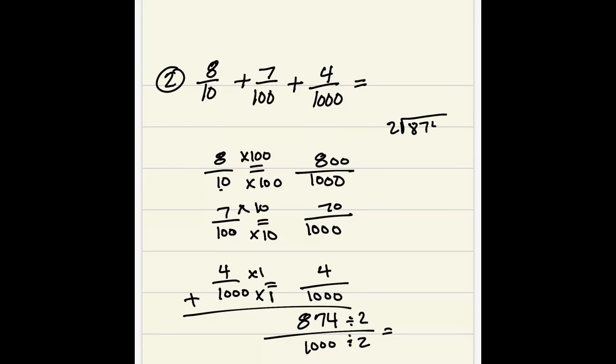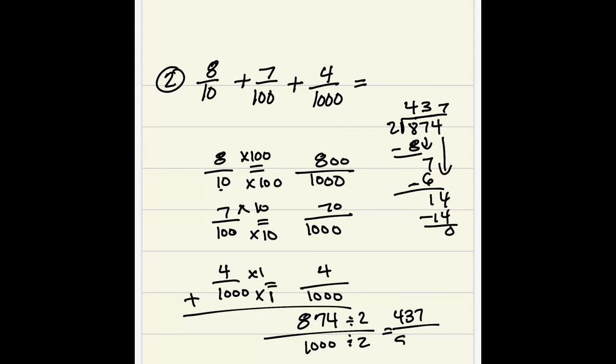And sometimes you don't know this by heart, so I suggest you come over to the side of your page and just divide it. Okay? And that would actually not be 2, that would be 4. 2 times 4 is 8. Okay? 7, and that would be 3. That would be 7. Okay? So that is 437. And then 1,000 divided by 2 is 500. So this is your answer.